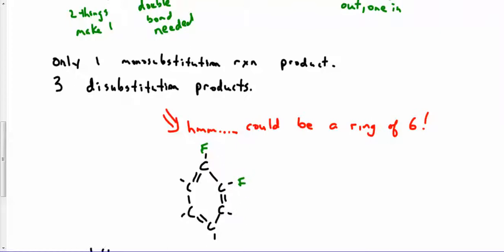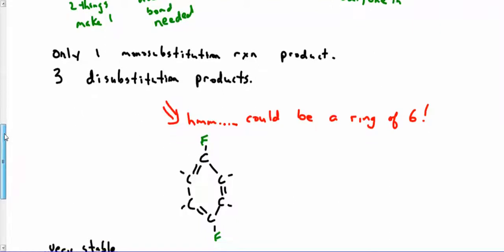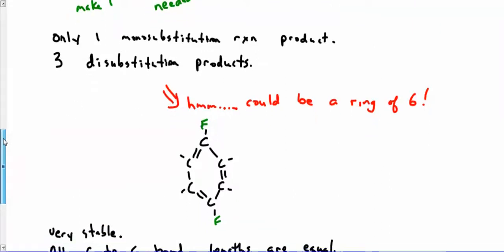Or I could have changed this guy. True? That'd be a second product, where there's a space in between the two F's. This one would be the same as this one. And then I'm hoping you can see that the third product I could get is if I replaced that guy. So there are three disubstitution products. So it looks like a ring of 6 might be a possibility here.